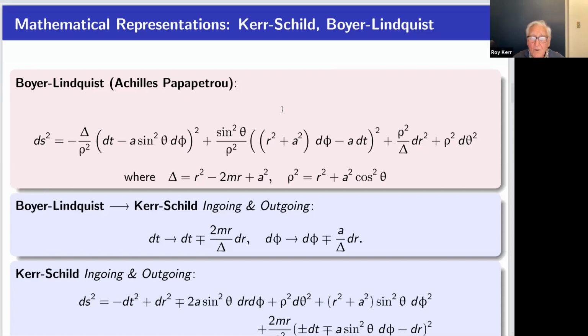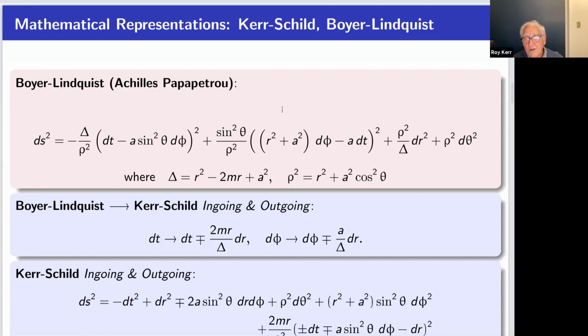Now, from the Boyer-Lindquist form, using what Achilles Papapetrou showed, you can get to the Kerr-Schild forms by this simple transformation. I haven't integrated these two. What this means is that the new t is the integral of the old t plus this function of r. Now, this function of r is singular here, where delta equals 0. So if we go back to the Boyer-Lindquist form, delta is r squared minus 2mr plus a squared.